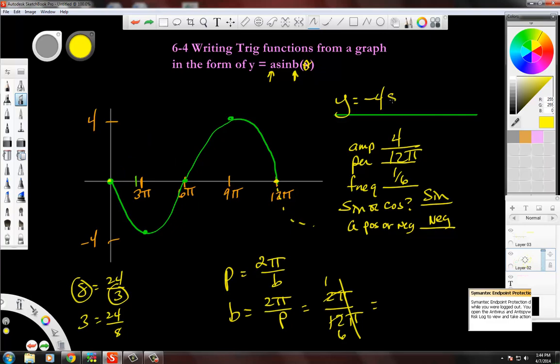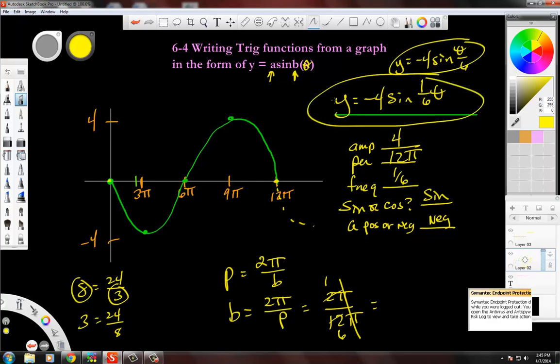So it's 4 sine b theta, and b is 1/6. So it's 1/6 theta. And another maybe slicker way to write that would be y equals negative 4 sine of theta over 6. That's how you usually see it. Either one of these two things would be A-OK. Now, I have another one, and if I'm going too fast, go back and watch it again.